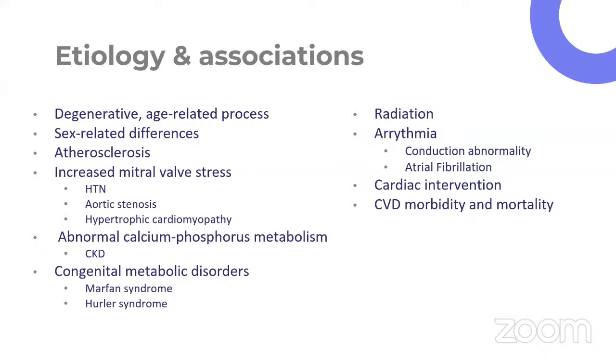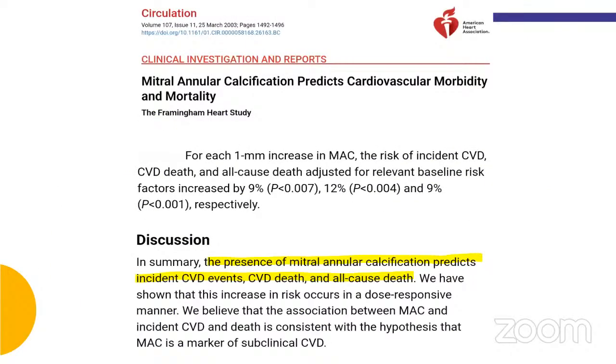Also, cardiovascular death, morbidity, and mortality, as we can see here. This is an article published in 2003 by the American Heart Association titled Mitral Annular Calcification Predicts Cardiovascular Morbidity and Mortality. It was a study called the Framingham Heart Study with a 16-year follow-up. They concluded that for each 1 millimeter increase in MAC, the risk of incident cardiovascular events, cardiovascular death, and all-cause death, adjusted for relevant baseline risk factors, increased by 9%, 12%, and 9% respectively.